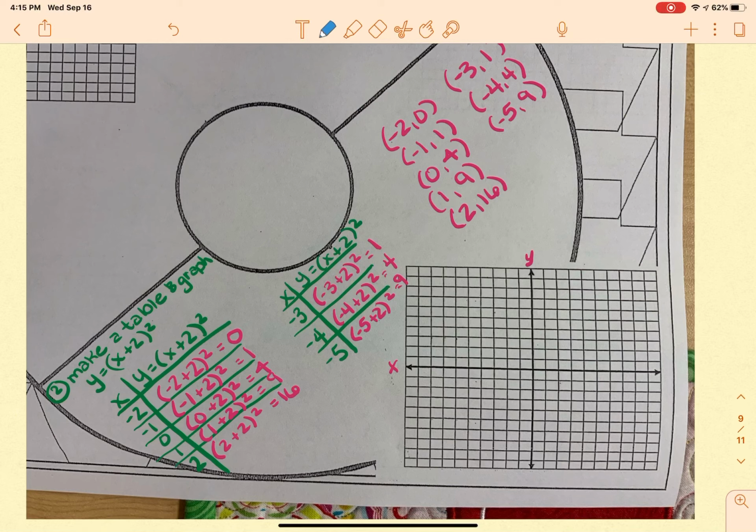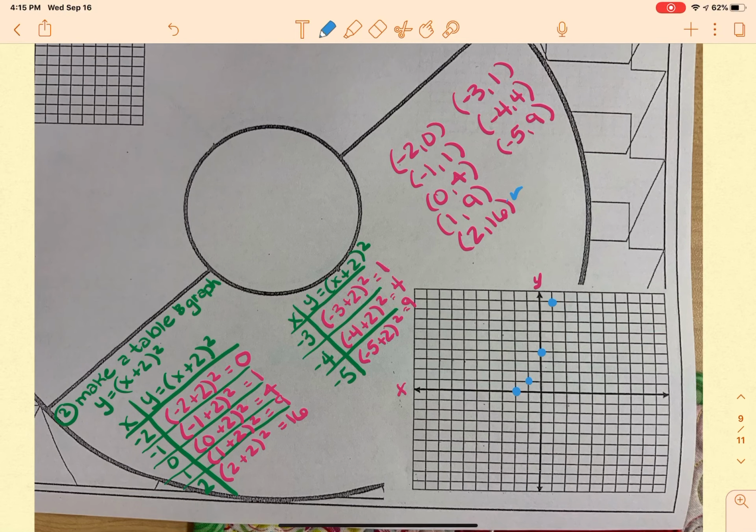So negative 2, 0. Negative 1, 1. 0, 4. 1, 9. 2, 16, I'm not going to be able to fit on there because counting by ones, it won't fit on here. So then I have negative 3, 1. Negative 4, 4. And negative 5, 9. Now, thank goodness I can see the pattern, so I can make my graph.